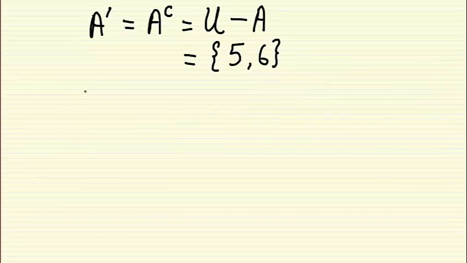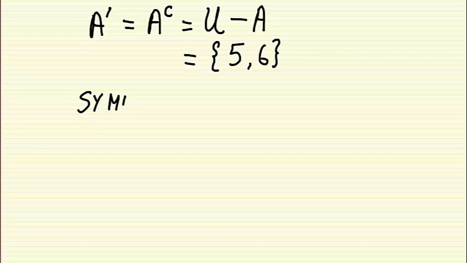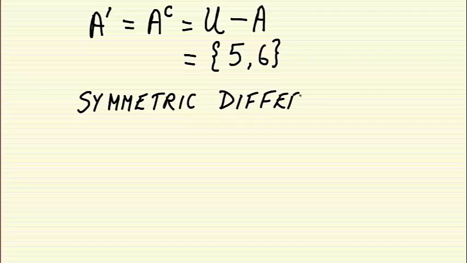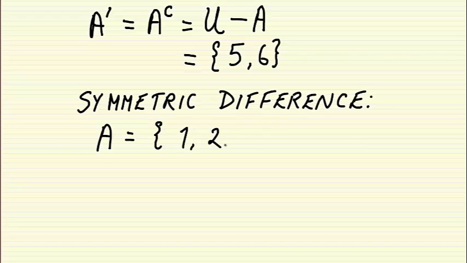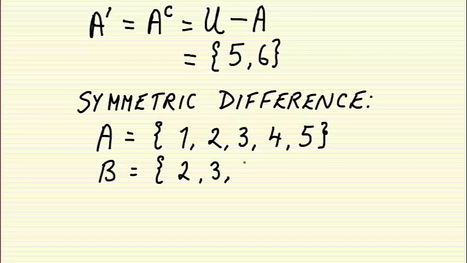Okay, finally let's have a look at the symmetric difference operator. So let's take two sets again. This time we'll define the set A to be the elements 1, 2, 3, 4, and 5, and the set B to be the set with elements 2, 3, 5, 6, and 7. So let's form the symmetric difference.